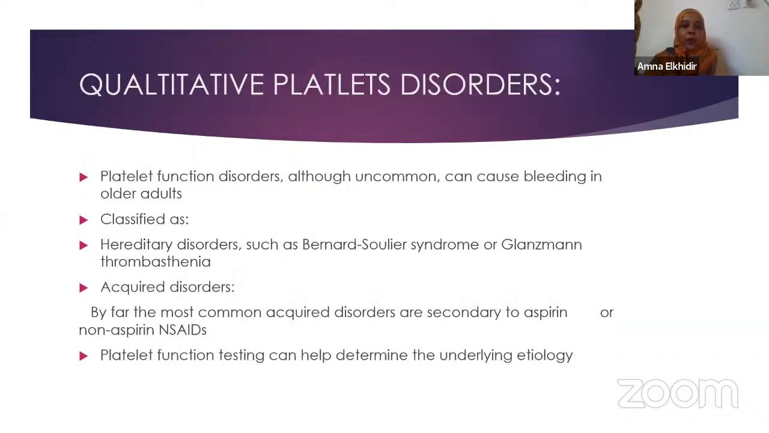The previous ones I talked about are quantitative platelet disorders. We can have qualitative platelet disorders when there is a normal platelet count but impaired function. Platelet function disorders are also uncommon, and can cause bleeding in older adults. They can be hereditary disorders, such as Bernard-Soulier syndrome or Glanzmann thrombasthenia, or acquired. The most common acquired disorders are secondary to aspirin or non-aspirin NSAIDs. Platelet function testing can help determine the underlying etiology.